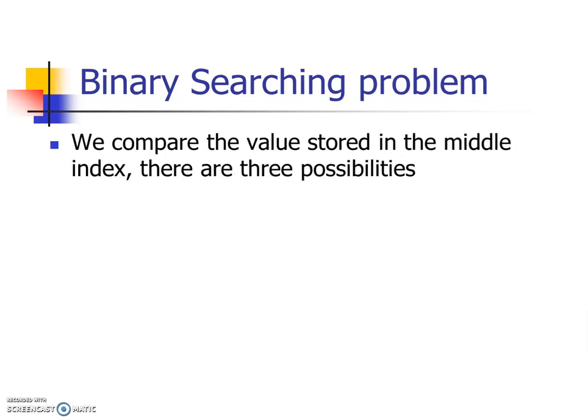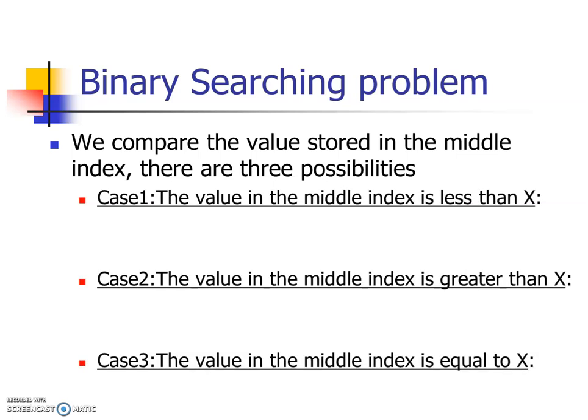So we compare the value stored in the middle index, and when we do that, there are three possibilities. One is that the value in the middle index is less than x. Case 2 is that the value in the middle index is greater than x. And if it is not less nor greater, that's indicating the middle index is equal to x. So that is our answer. Basically, this is our best case scenario that we want to get.